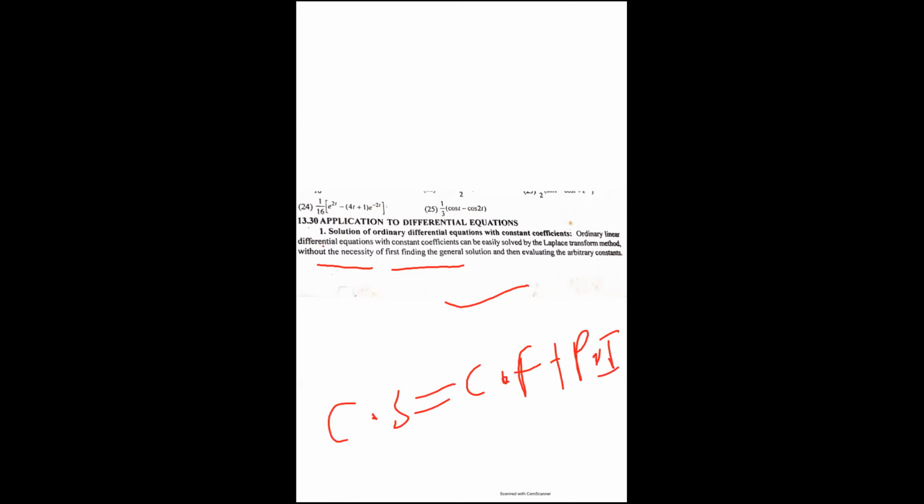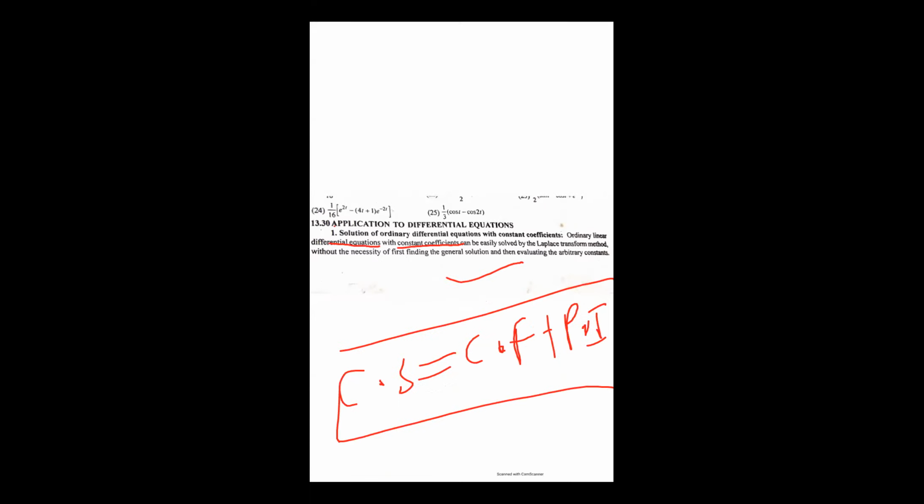Clear? The statement is: an ordinary linear differential equation with constant coefficients can be easily solved by the Laplace transform method without the necessity of finding the general solution. General solution means CS equals CF plus PI. There is no need to find a complementary function or a particular integral, because here one important condition is that initial conditions are given. If there are no initial conditions, it is not possible to apply a Laplace transform. Okay.